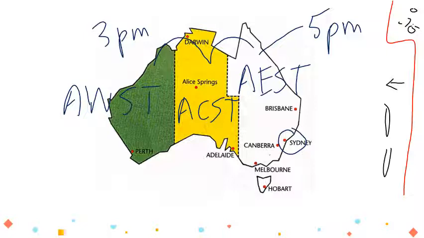Now, I wish things were nice and simple, but to make things a little bit more confusing, this yellow time zone, Australian Central Standard Time, they felt that an hour difference between Australian Eastern Standard Time was too much. So instead of having an hour difference, it's only a half-hour difference. So while it's 5:30 in Australian Eastern Standard Time, it's going to be half an hour behind that, which is 4:30 p.m.